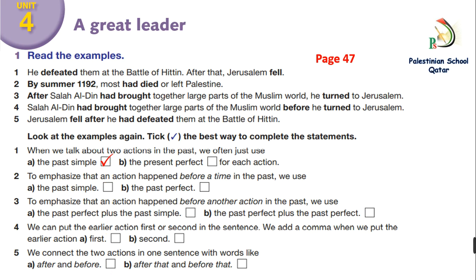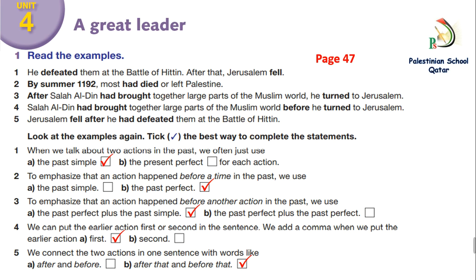Now open your book, page 47, everybody. Here we have some examples about the rule. So, number 1, he defeated them at the Battle of Hattin. After that, Jerusalem fell. Here we have 2 sentences, and each one is in the past: he defeated them and Jerusalem fell. Now we can add a specified time. By summer 1192, here we specify the time: most had died or left Palestine. Most had died. It means we use past perfect to talk about a specific time in the past, and before that specific time something happened.